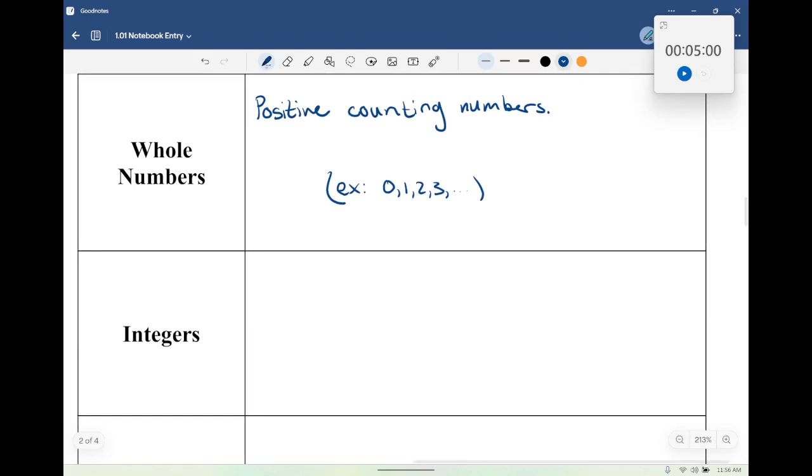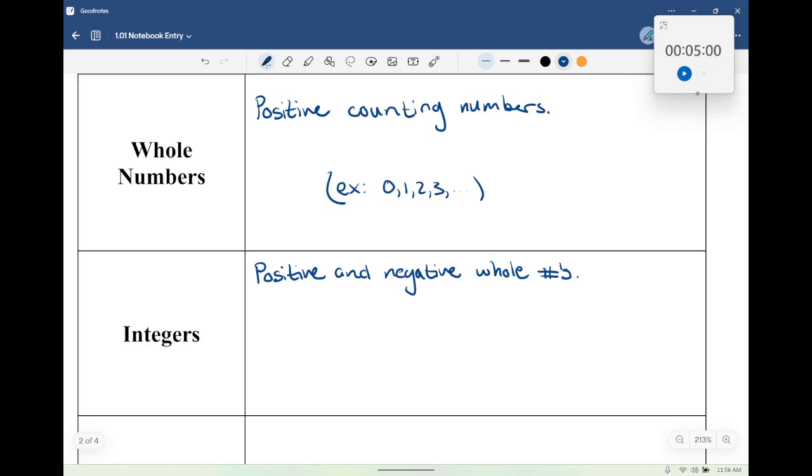Now, integers, again, a lot of people had very strong starts to this definition. Nearly every paper I looked at mentioned we have negative numbers going on, which is good. However, what I want us to be careful of is it's not just the negatives. And so integers are positive and negative whole numbers. Positive and negative whole numbers.